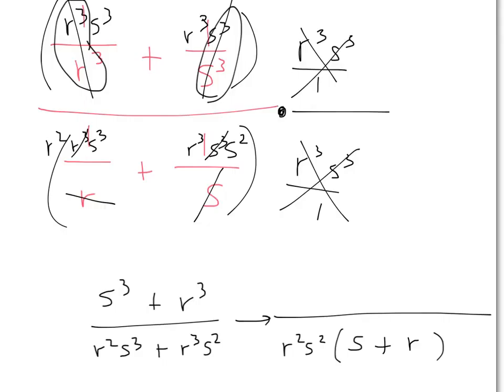Sum. There it is. Sum of cubes. Remember, this is s plus r times s squared minus sr plus r squared. That's the factoring technique for sum of cubes, one of the few that you really need to remember for this. What cancels as a result? Cal? S plus r cancels.